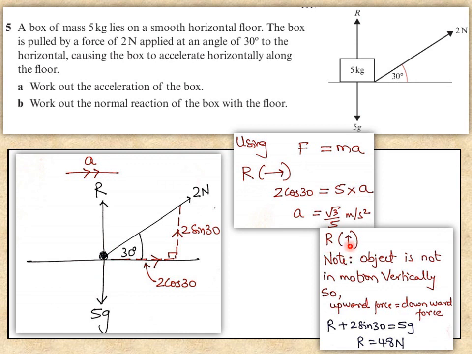When it is in equilibrium, the upward force will balance the downward force, as simple as that. So if I take upward as positive, the object is not in motion vertically, so the upward force will balance the downward force. This is a vertical upward force, this is a vertical upward force, so these two forces will balance mg. So this plus this gives you this, you solve, and you get the normal reaction. That's it. Let's go to the next one.